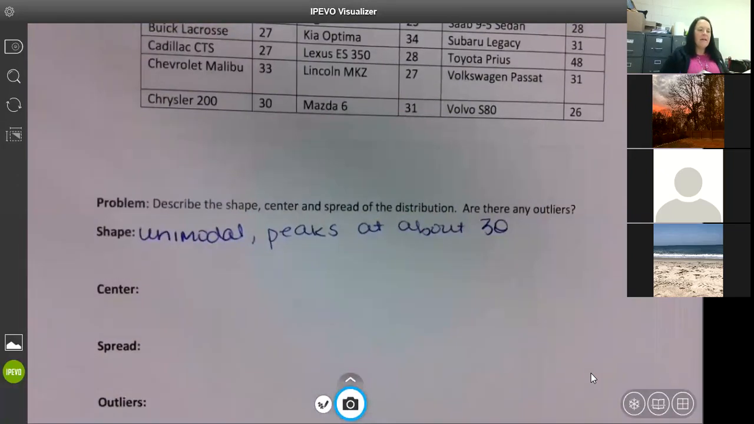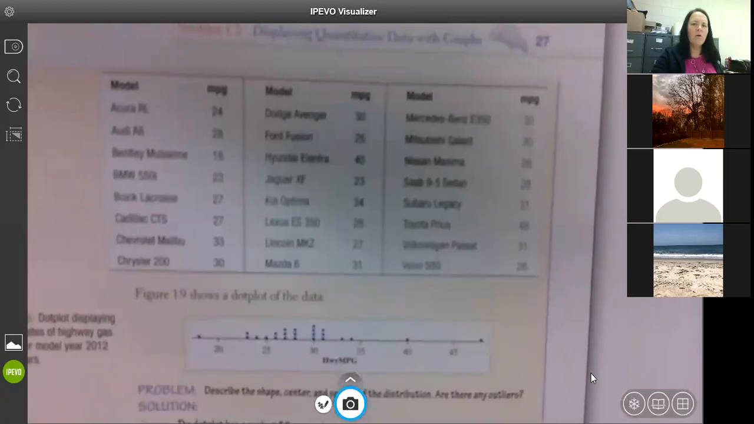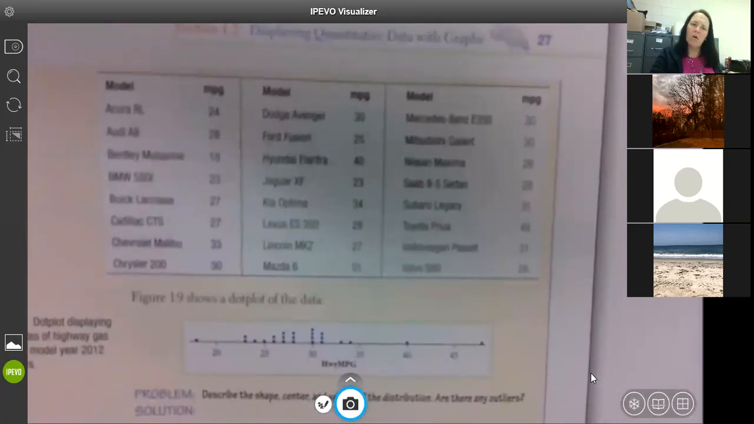Then if we look at it again, what else is special about that hill? Forget about the outliers. Let's look at that hill. What happens?